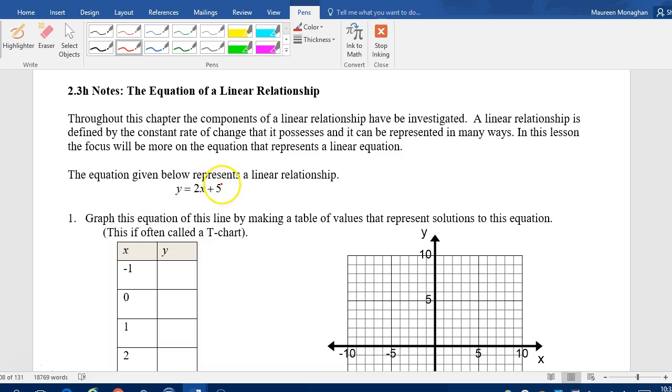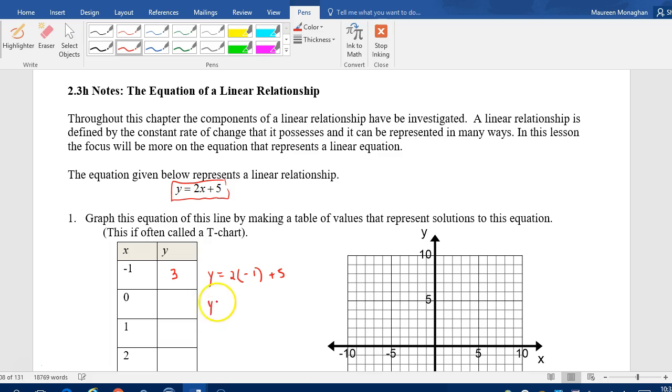For instance, we're given this equation, okay? We're familiar with this. We're going to graph this equation using a table. It's called a T-chart that represents solutions to this equation. Well, the x is given, so we have to find the y. So what you have to do is substitute the x in for the y. So 2 times the negative 1 is negative 2 plus 5 is 3.